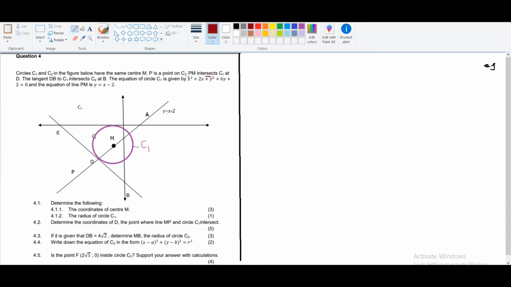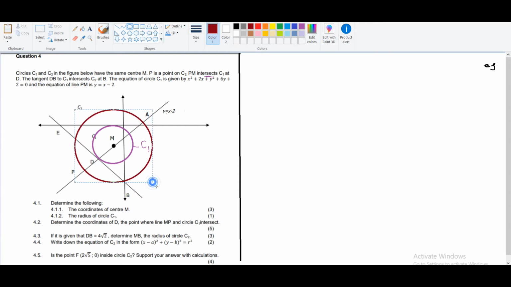The other one, we're told that P is a point on C2, so we have a circle that is passing here. And again, what else were we told? We were told about B. What else did they say about B? They said that this tangent is meeting the circle C2. So now we have to sketch the other circle that we do not see, so that we put this in perspective, right?